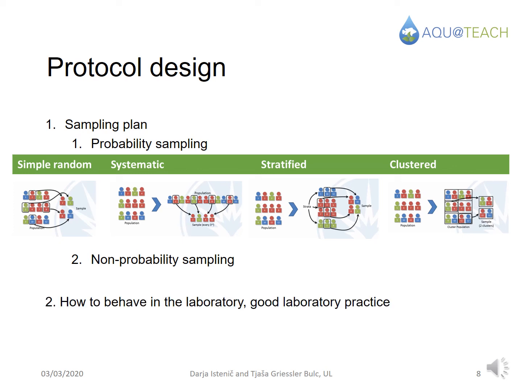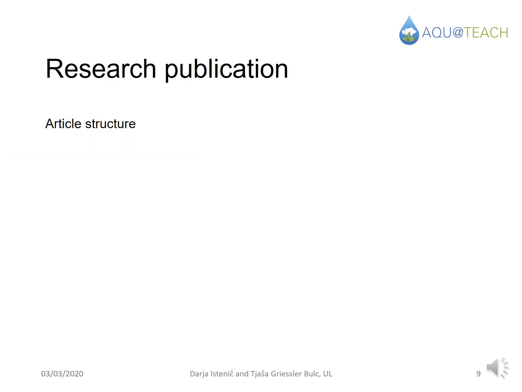Before we step in the laboratory, we have to know how to behave in the lab and be familiar with good laboratory practice. Done all this, we have a green light to conduct the experiment. After an experiment has been carried out, the data were processed and the hypothesis was confirmed or rejected, it's time to prepare a research publication.